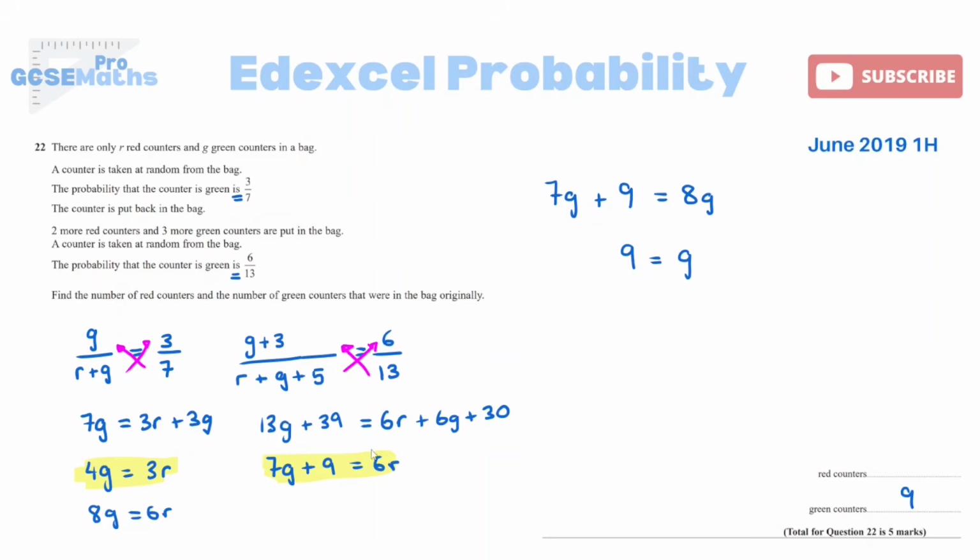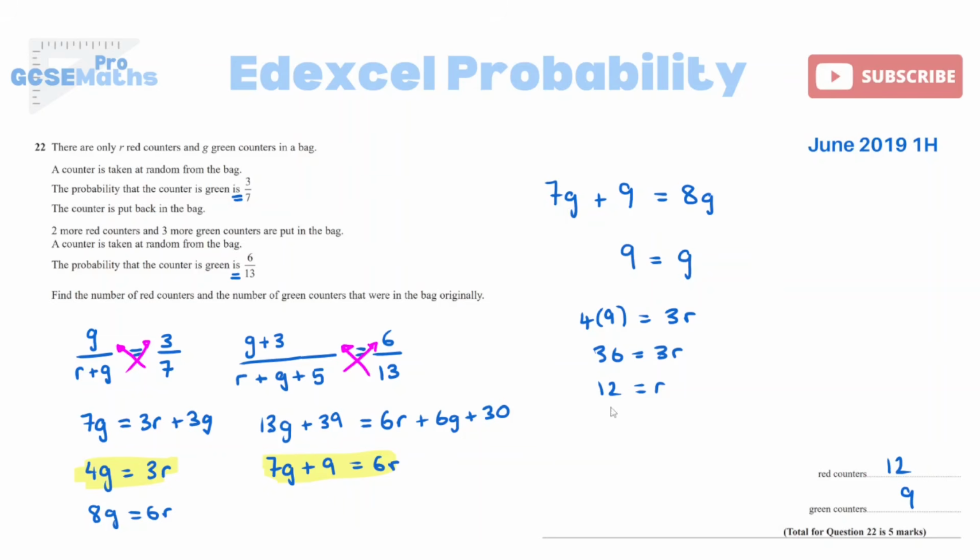And the last thing is then to use the 9, sub it back into one of the original equations to find r. You can use either. I'm going to use the 4g equals 3r because that's a bit simpler. So 4 times 9 is equal to 3r. That's 36 equals 3r, so obviously then r, or red, is 12.